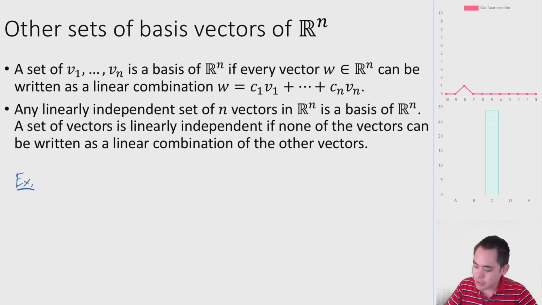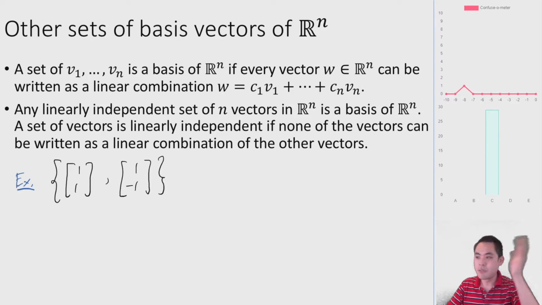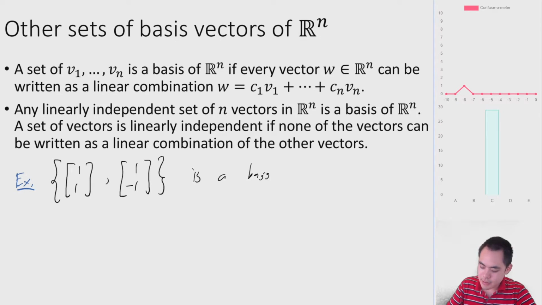So let's suppose that we had a set of vectors (1, 1) and (1, -1). Recall these were the eigenvectors of our matrix that we were looking at earlier. So this is a basis. It's a different basis, but it's still a basis of R2. And we can check this.